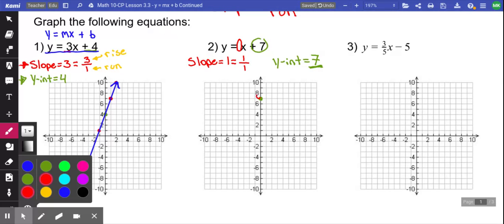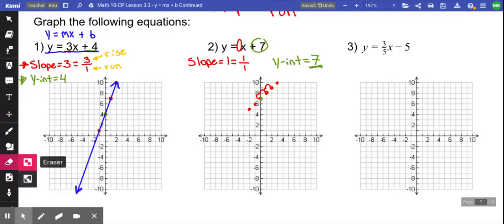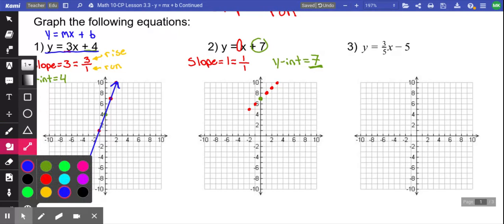So I'd go up 1 over 1 to get another point. Up 1 over 1 to get another point. Up 1 over 1 to get another point. And you could work backwards too. So down 1 and to the left 1. Down 1 and to the left 1. And you'll notice that you're creating a nice line of dots. If you take a ruler and you play a little bit of connect the dots, you will have your graph.